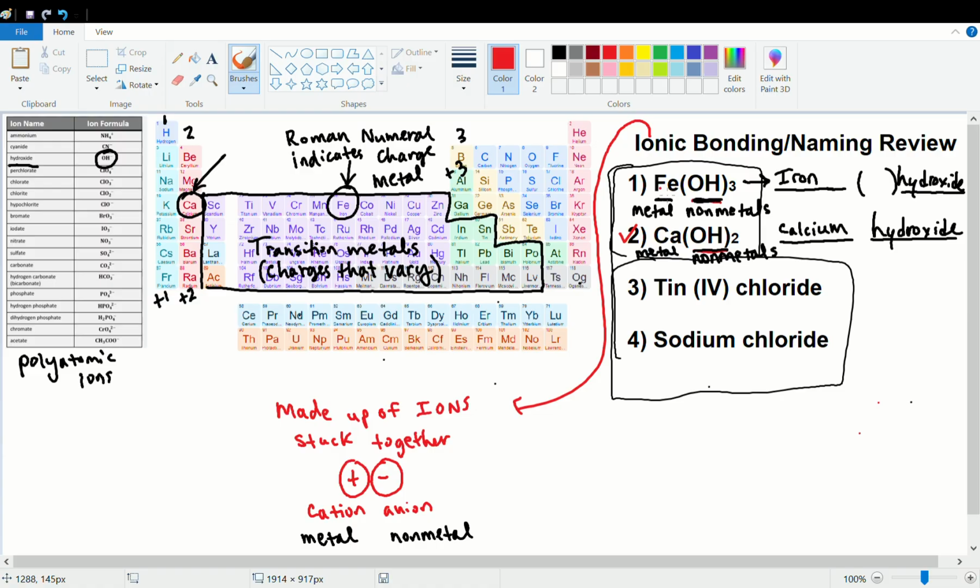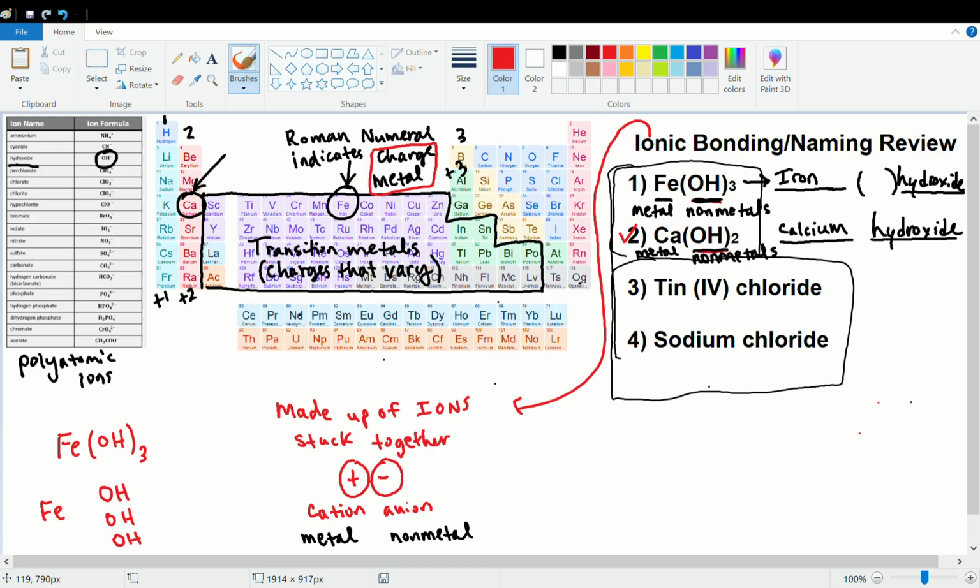However, for iron hydroxide, I'm going to need to include some Roman numeral. And remember, the Roman numeral indicates the charge of the metal. So I need to figure out what the charge of the metal is. So I'm going to do that down here below. So if I have iron OH3, the thing that I do know is that this 3 tells me that this compound is made up of 3 OHs and 1 iron. That 3 OHs are bonding to 1 iron.